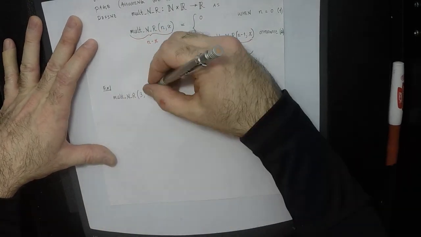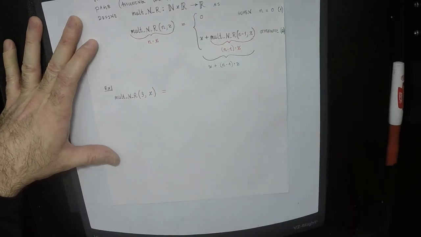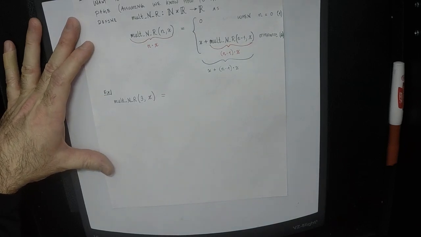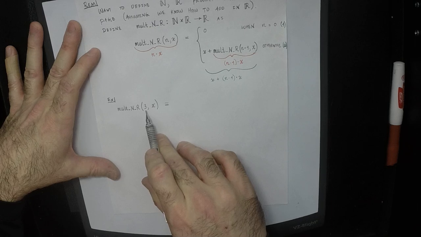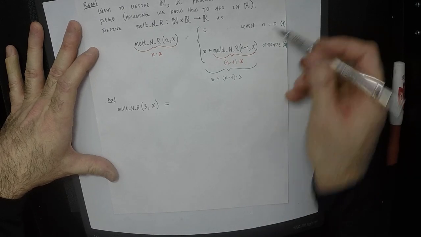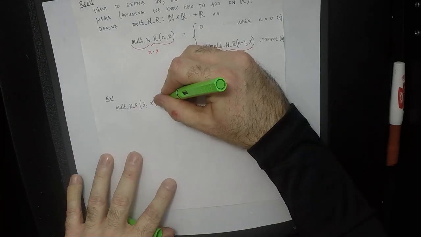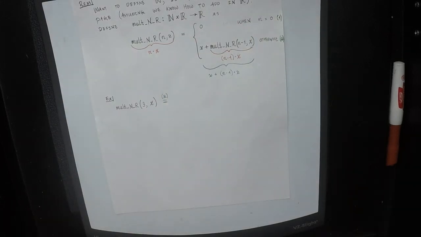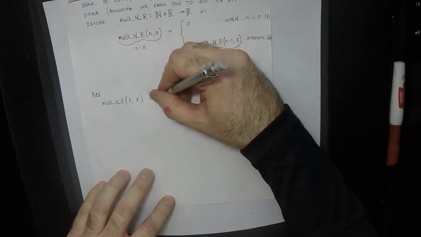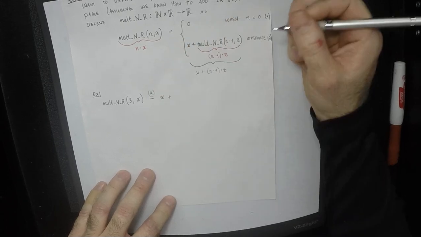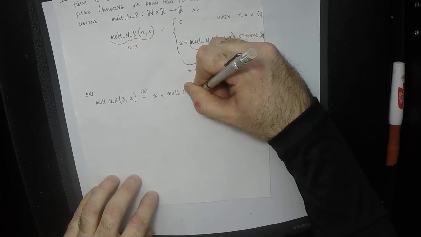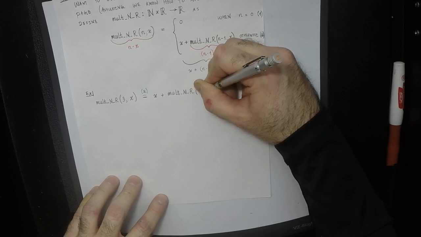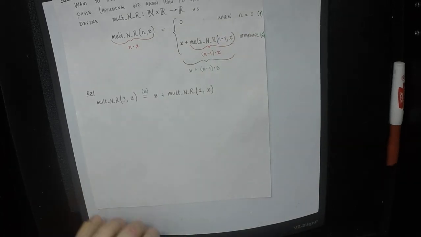Okay. So, mult_n_r, 3 and x. Which clause do we need to use? The second clause, right? Why the second clause? Because this is n, and the only time we use the first clause is when the first argument is 0. So we'll use the second clause, which says that this is the same as x plus mult_n_r. And what are the new arguments? 2 and x, assuming that we know how to decrement a natural now.